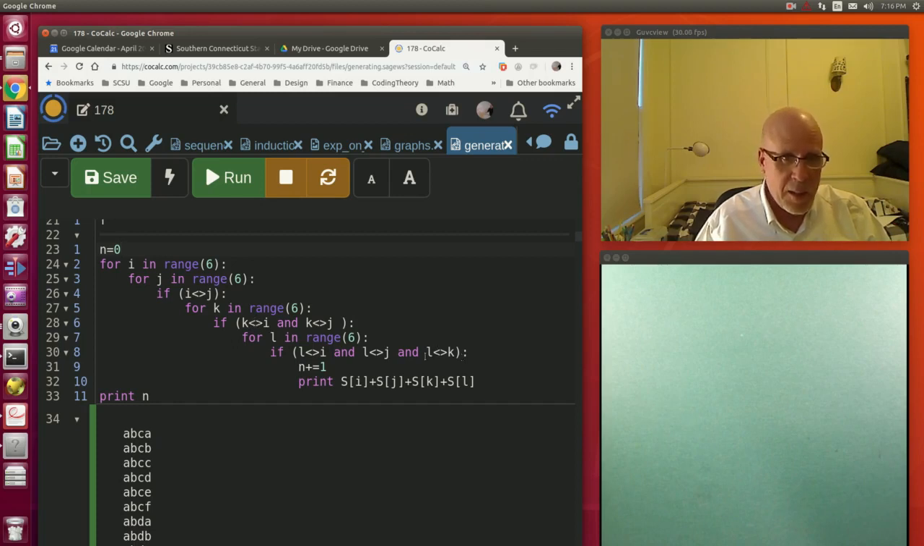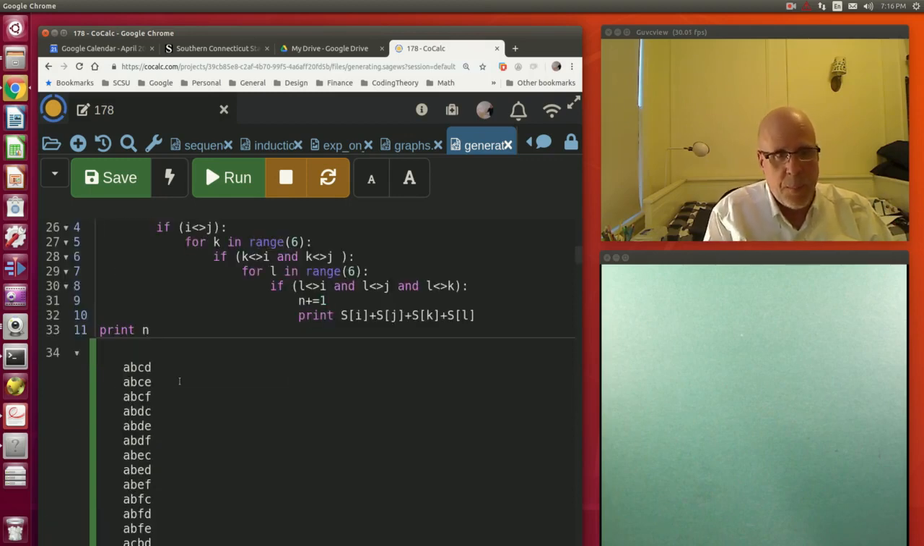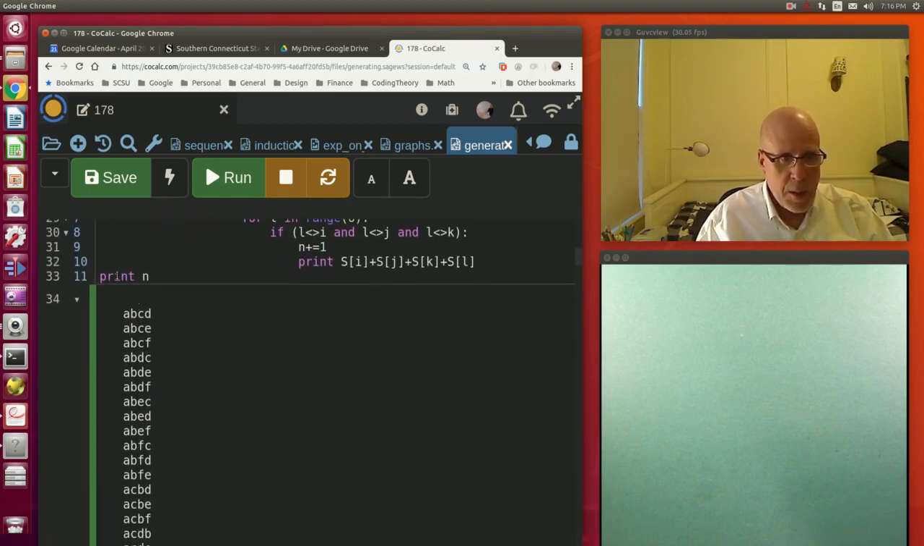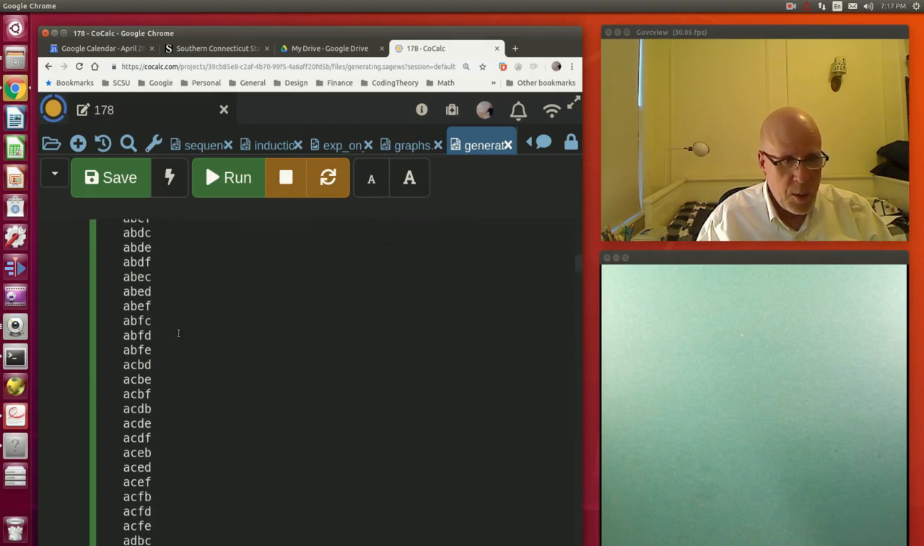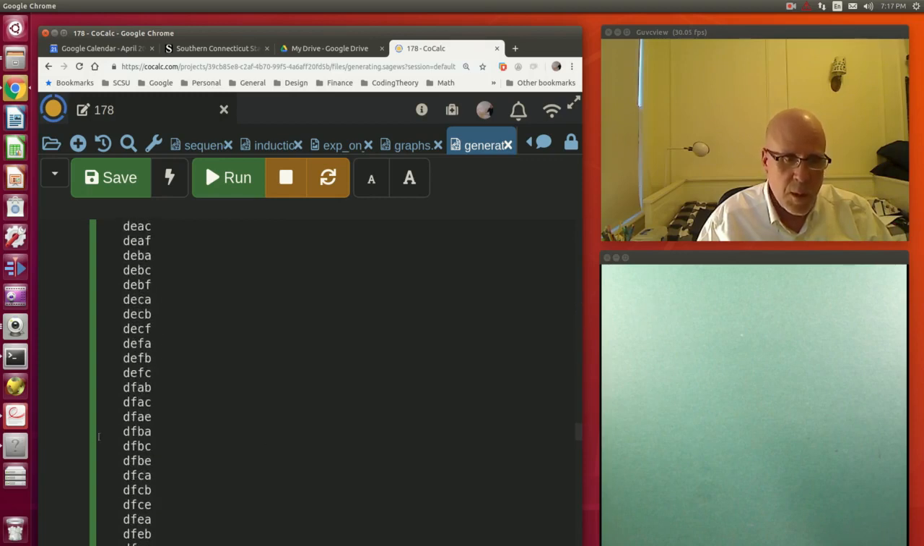And in the end, it guarantees that none of these indices are equal to each other. So when I print this one out, what should we get? Well, ABCD is our smallest one, but then we should see things in all sorts of orders. Let's roll down through this a bit. How about right here in the middle?